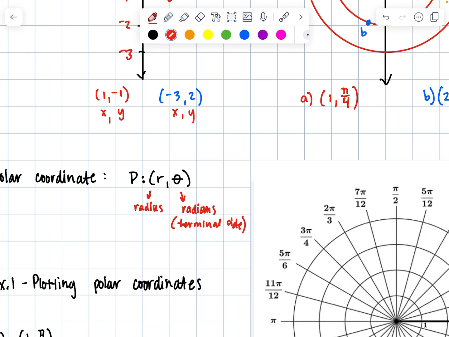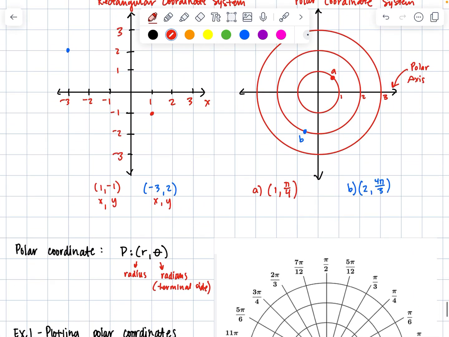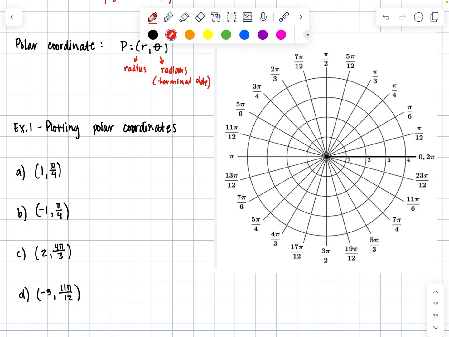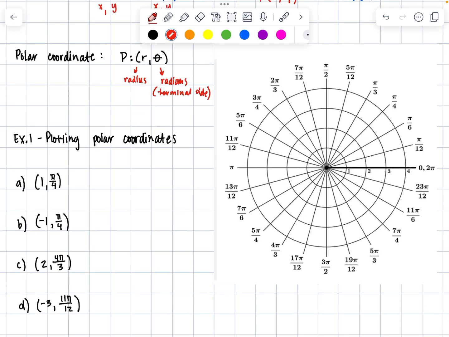Okay? So that is how we are going to navigate through this polar coordinate system. So let's practice some more. Let's get a quick rundown. We already did this first one, ironically, (1, pi over 4), and we would plot that and find where pi over 4 is. We wrap around to where pi over 4 is, and this is our plot A.